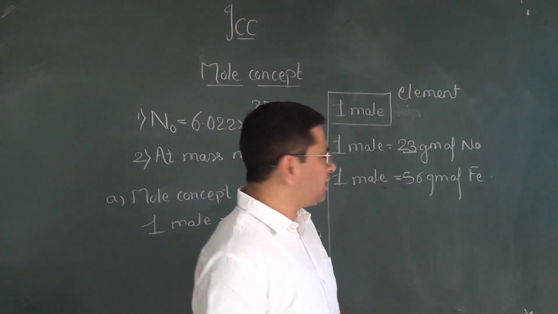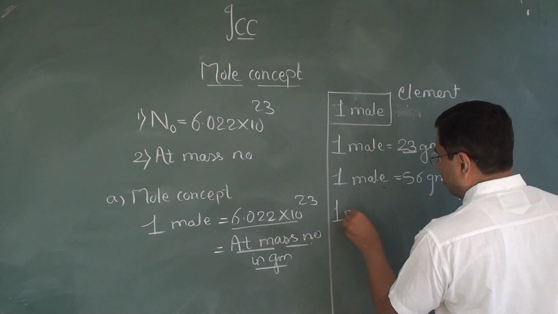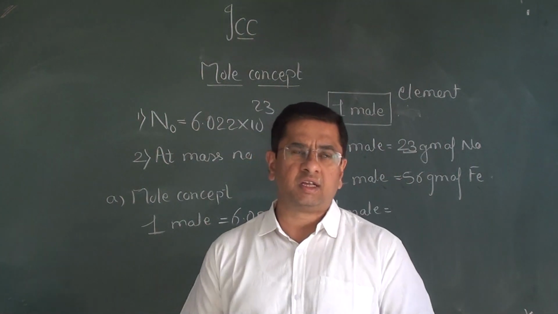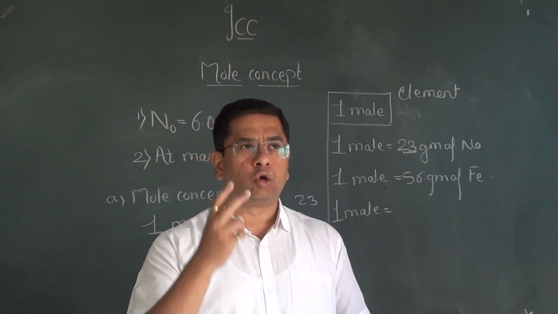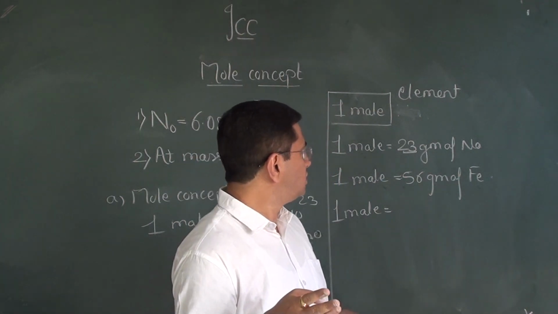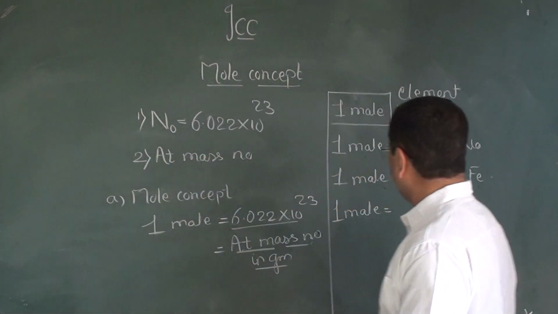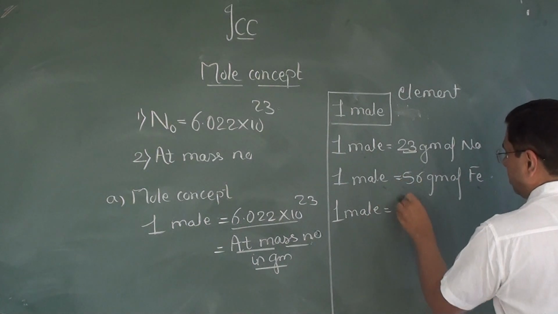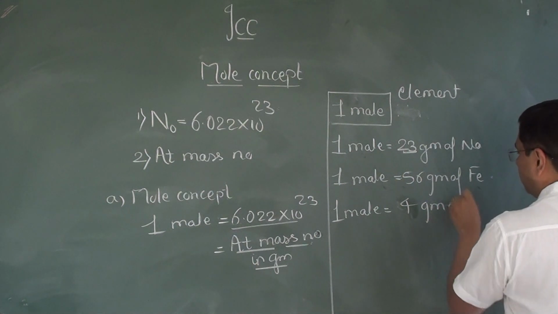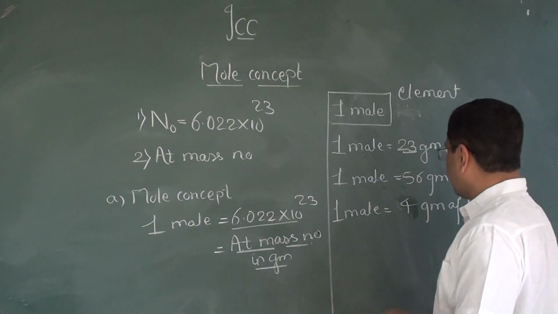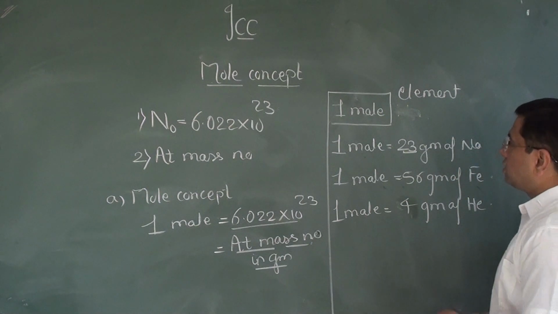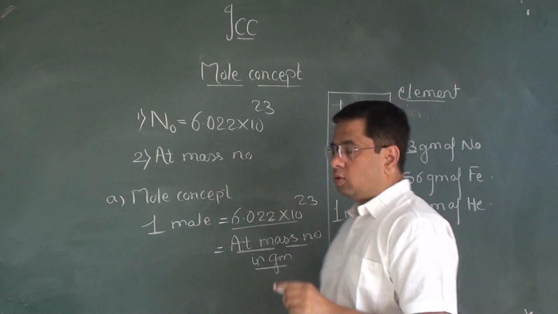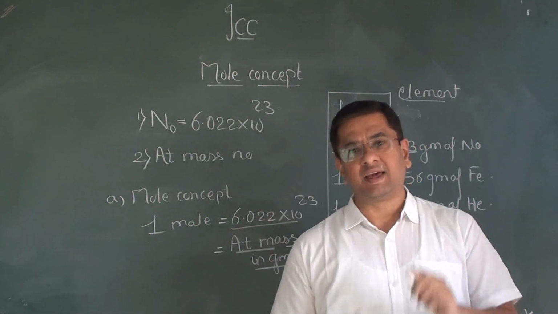1 mole of, let us take another substance, 1 mole of helium, suppose. Helium is atomic number 2 and atomic mass number is 4. So 1 mole of helium will be 4 grams of helium. Fine. So the concept is 1 mole of an element is equal to atomic mass number itne grams.